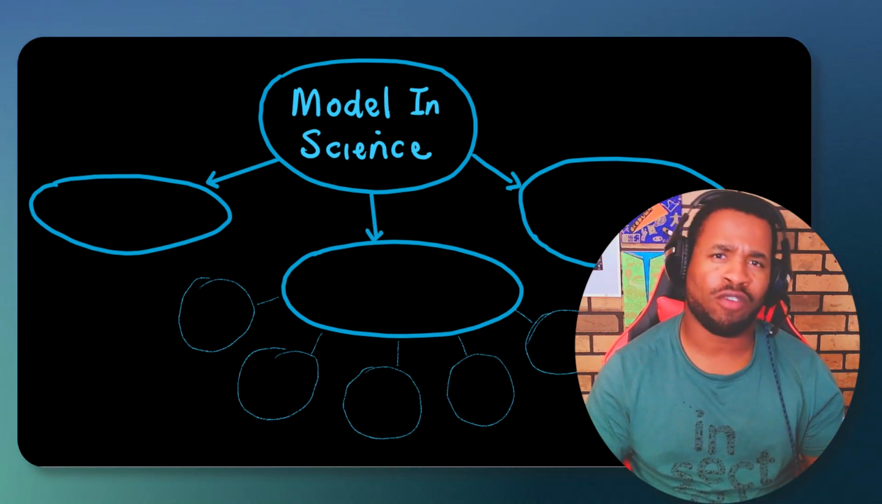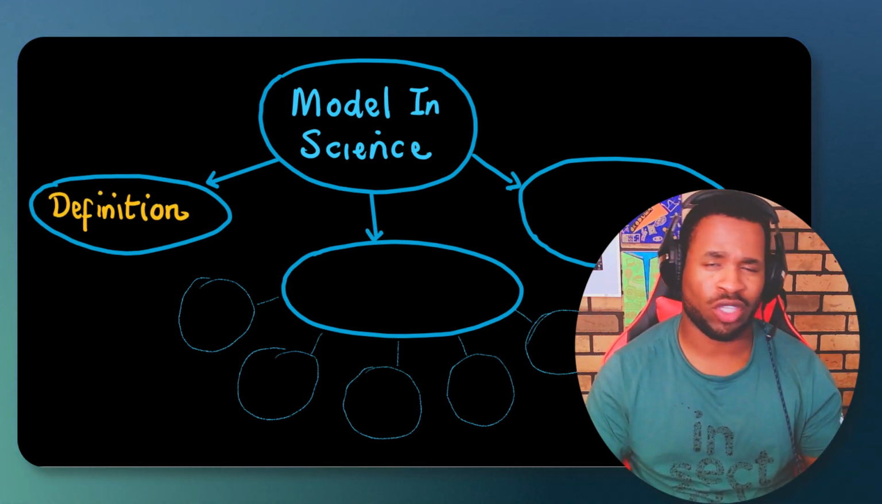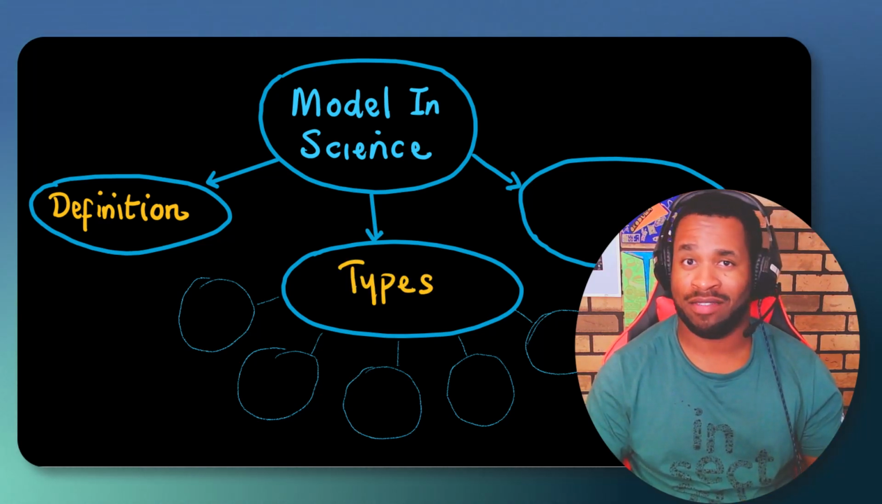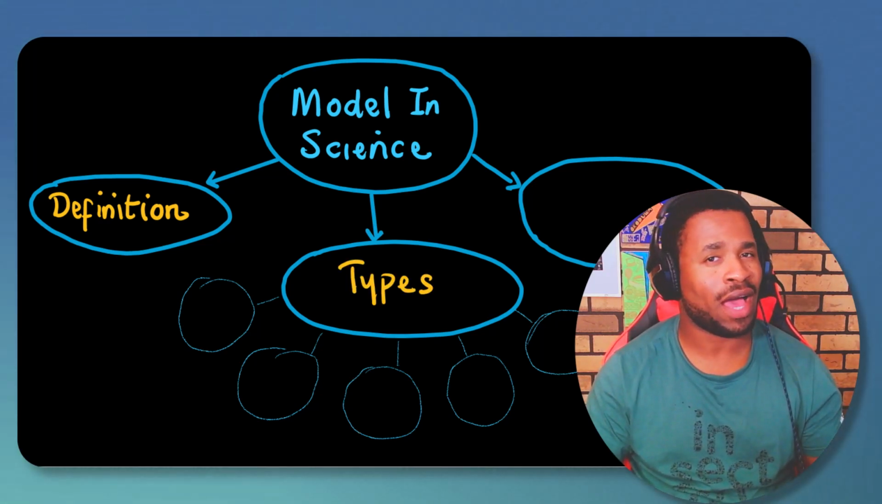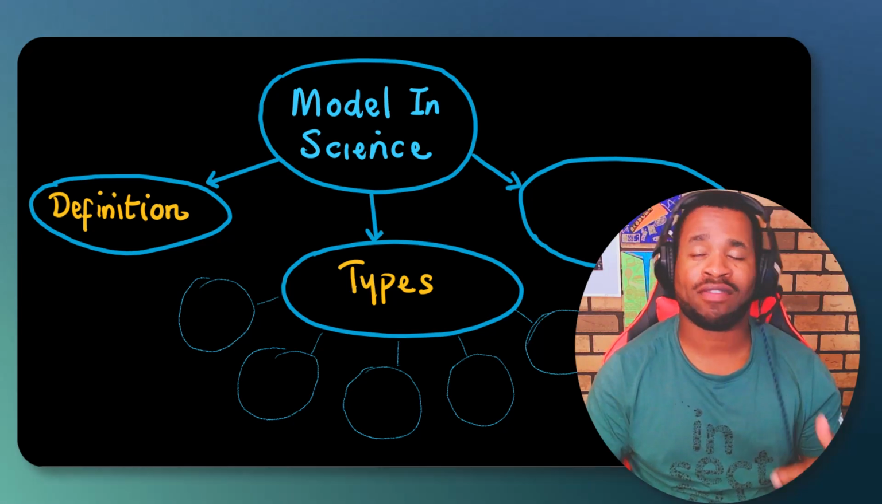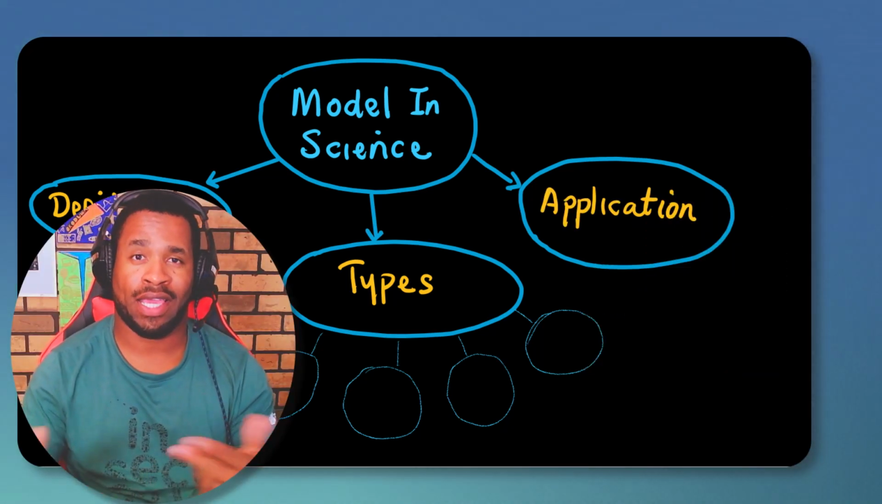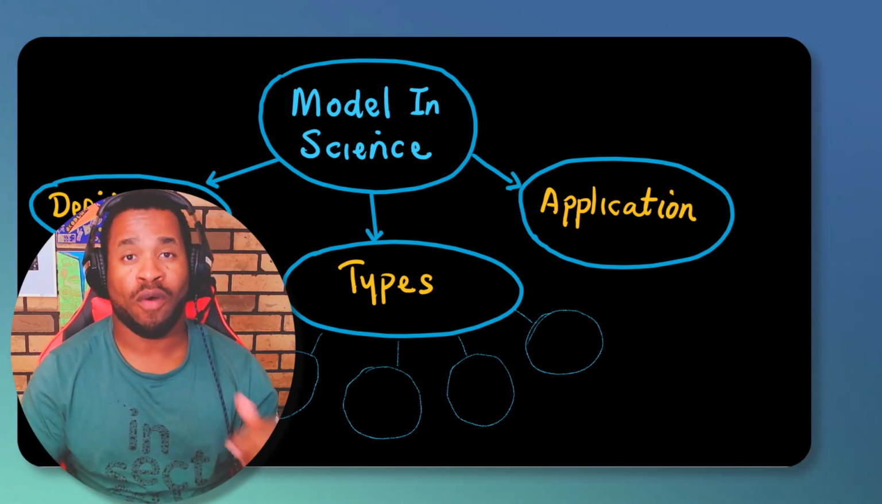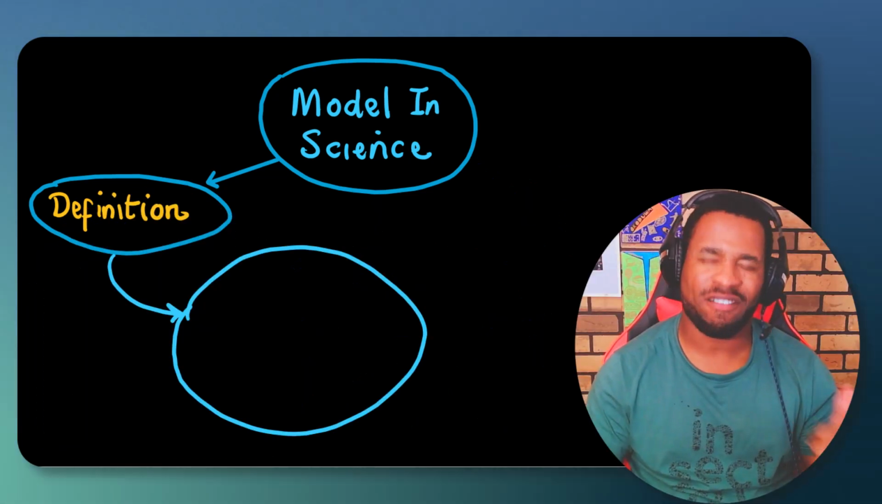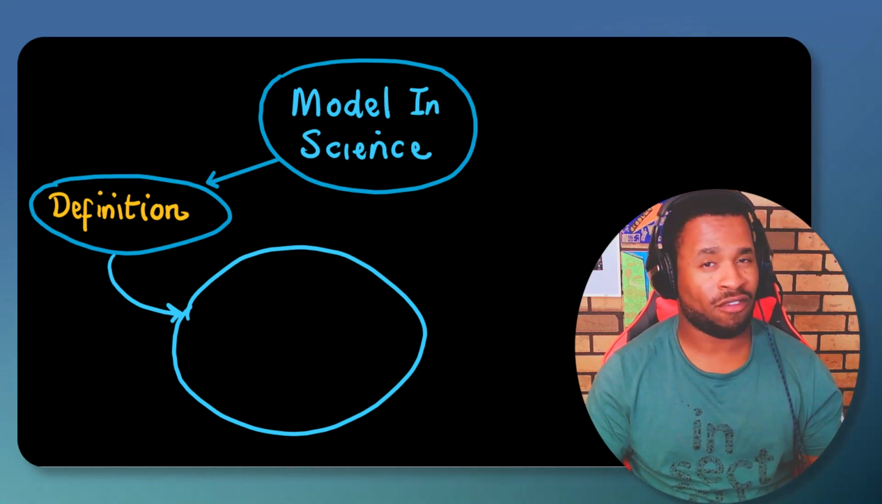We're going to look at the following. First, we're going to look at the definition in this video. We're going to look at examples or types of models that are out there for students to recognize. And finally, how this can be applicable when they are in any setting. So, first is what is the definition of a scientific model.